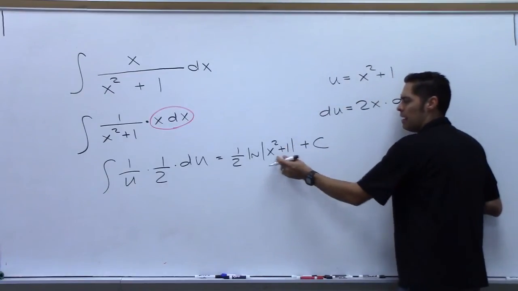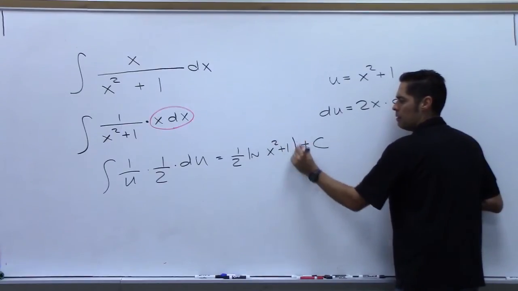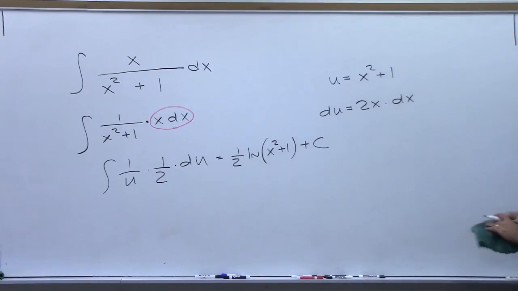Do I really need the absolute value around this? No, because that's always positive, isn't it? So I don't necessarily have to have it.